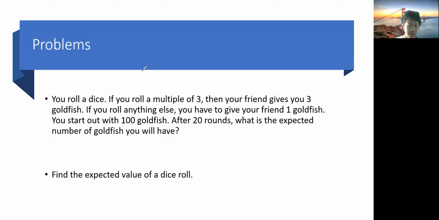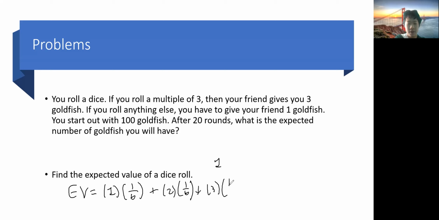All right, so for this problem, the expected value of a dice roll. The first scenario, I roll a 1. The chance that it happens is 1/6. Second scenario is I roll a 2. The chance of that happening is 1/6. Third scenario, I roll a 3. That chance of happening is 1/6. Fourth scenario is I roll a 4. The chance of that happening is 1/6. And so on.